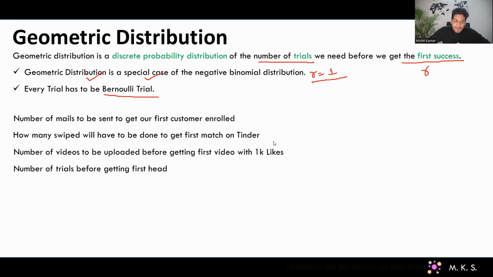Now, the number of trials before we get our first head. The number of times we have to flip to get our first head, right? That's another example of a geometric random variable. The number of times we have to roll the die to get our first 6, right? That's again a random variable which will follow geometric distribution.